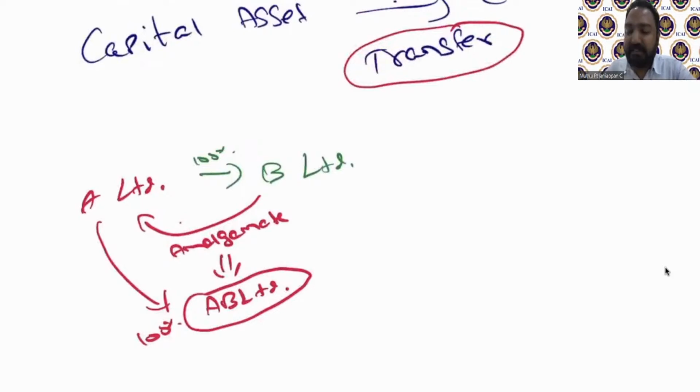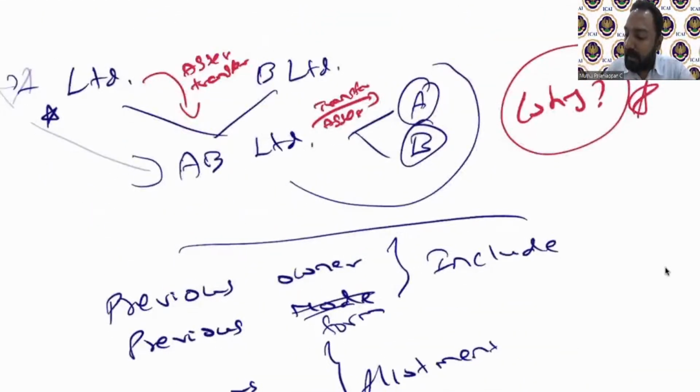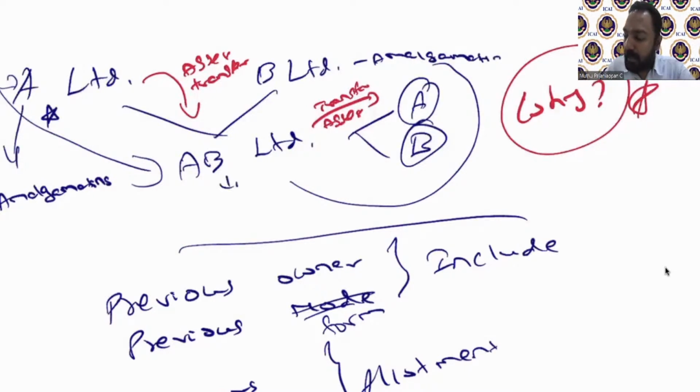So let's take an example, the old example. This A Limited is called amalgamating. B is also amalgamating. This AB is called amalgamated.